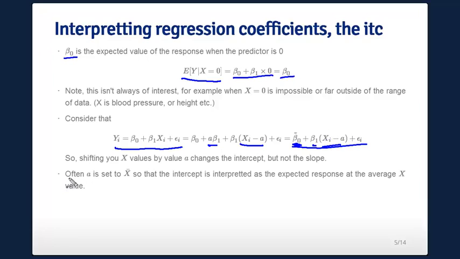And often what you do is you set a to be the average of the x's, so the intercept is interpreted as the expected response at the average x value in your data. And so that's how you can often shift your data so that your intercept actually has meaning.